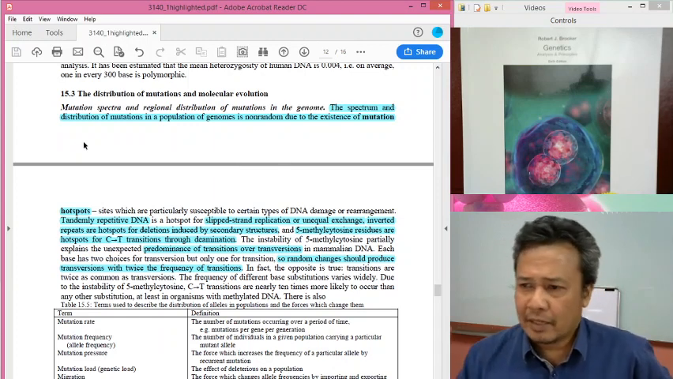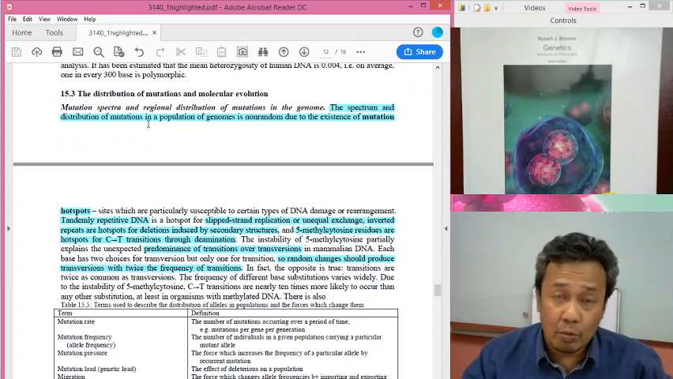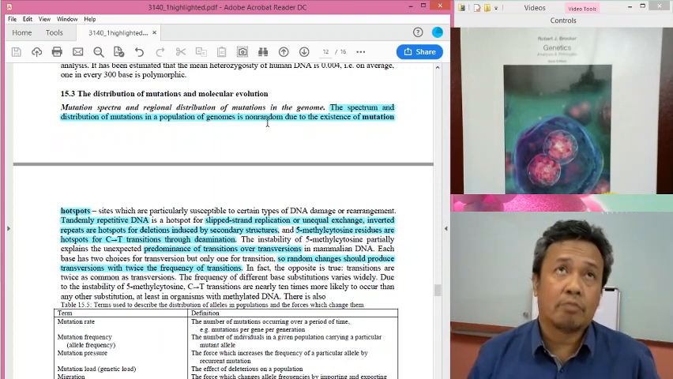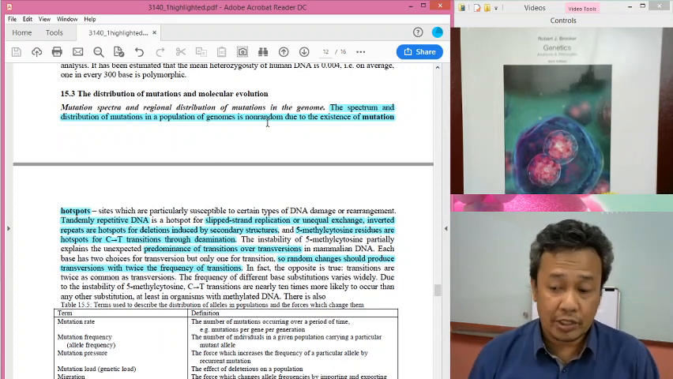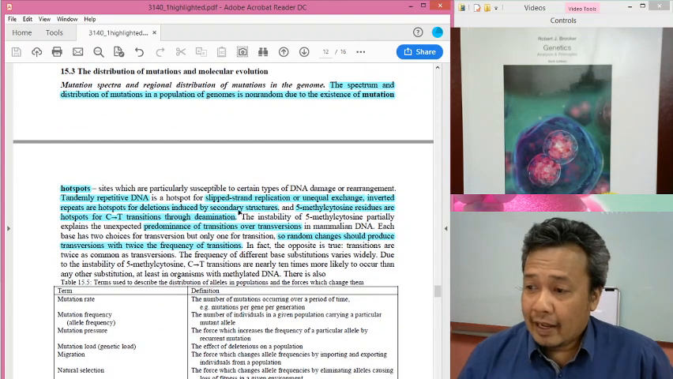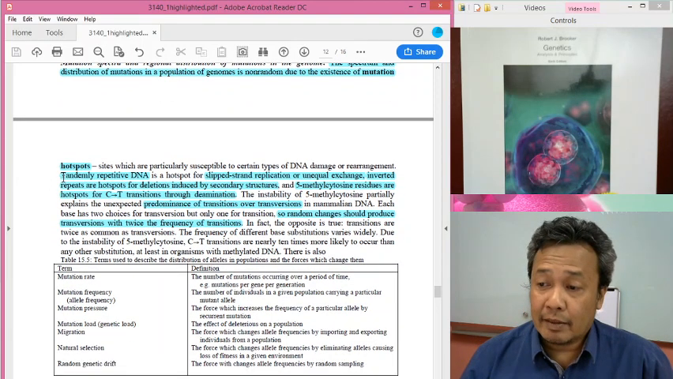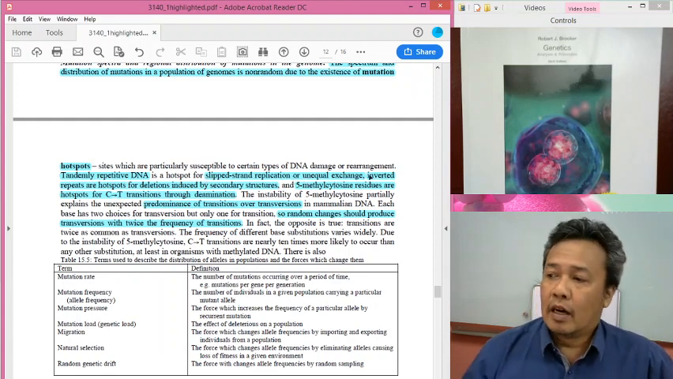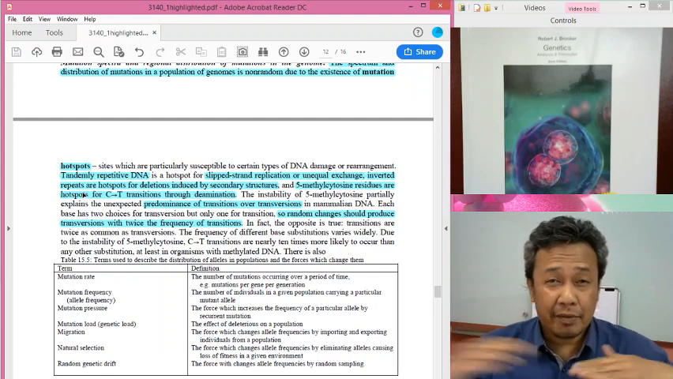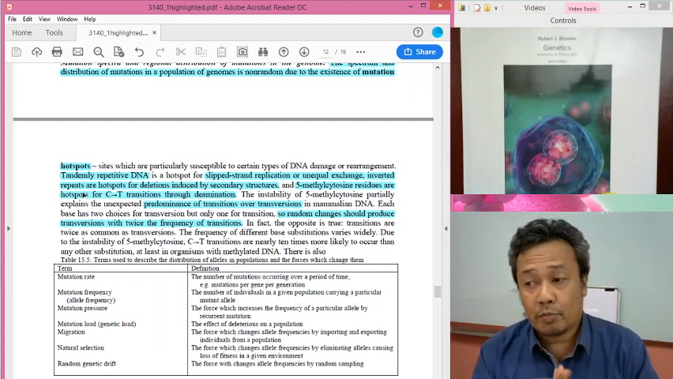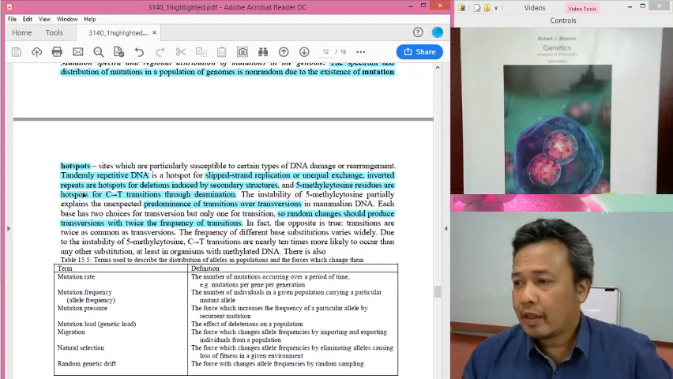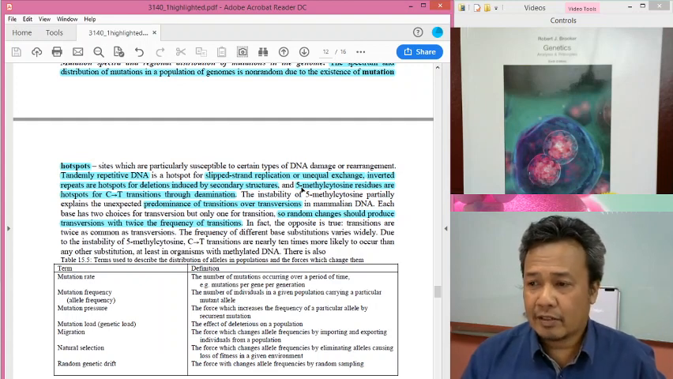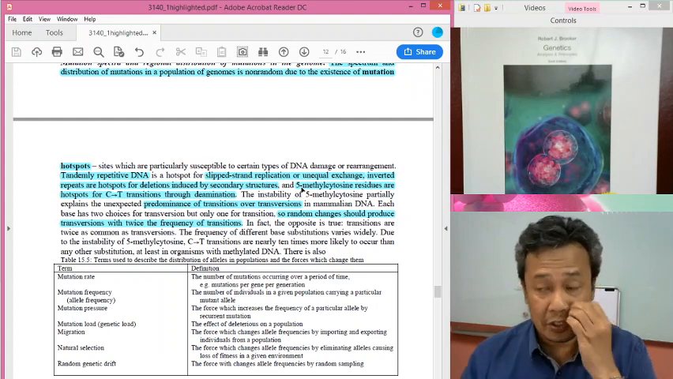So it says here the spectrum and distribution of mutations in populations and on genomes is non-random due to the existence of mutation hotspots. In the genome, some places are more prone to undergo mutations than others. For example, tandemly repetitive DNA is prone to slip-strand replication and unequal exchange. You have tandem repeats, you have inverted repeats. Inverted repeats are hotspots for inversion. If you have a 5-methylcytosine due to methylation, 5-methylcytosines are hotspots for C to T transitions.